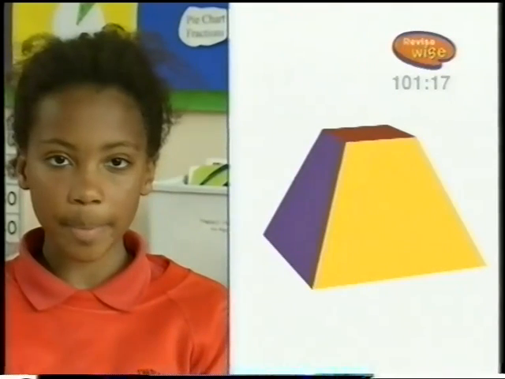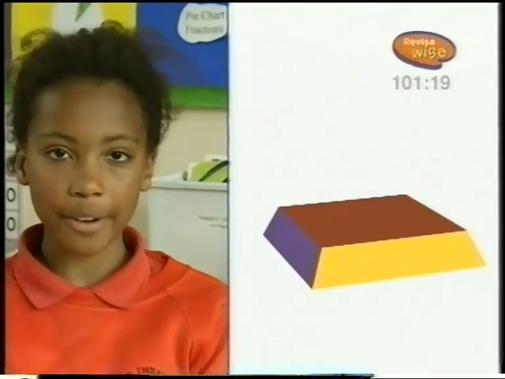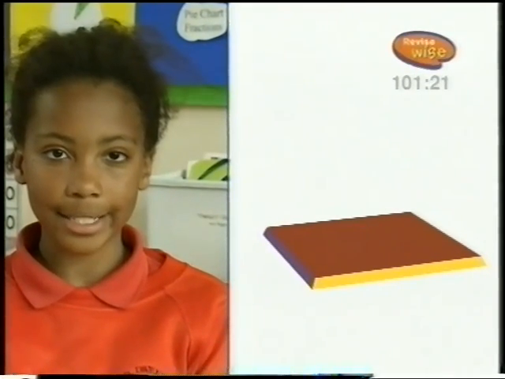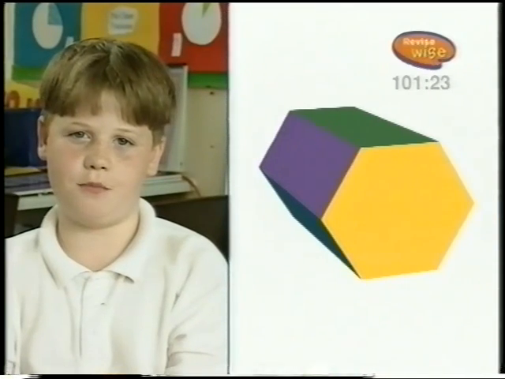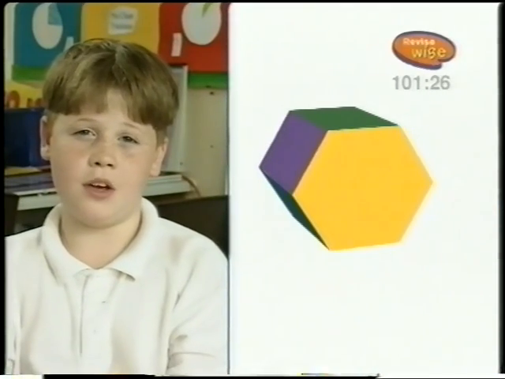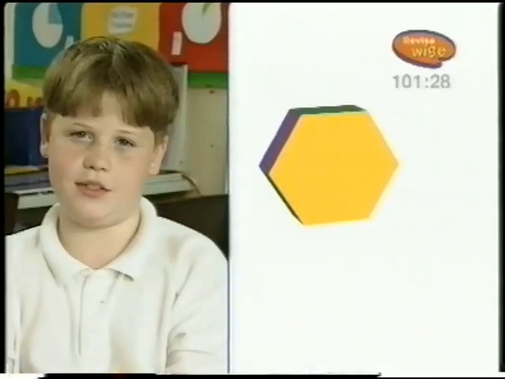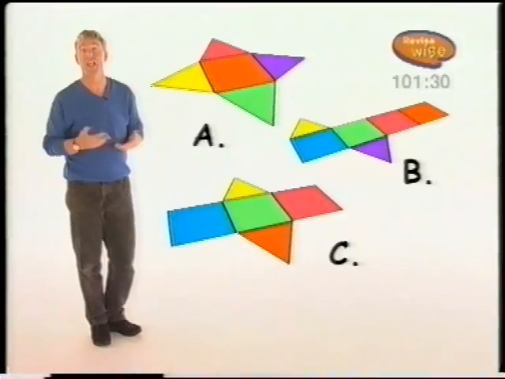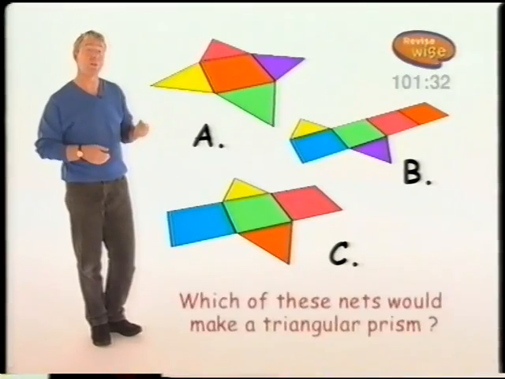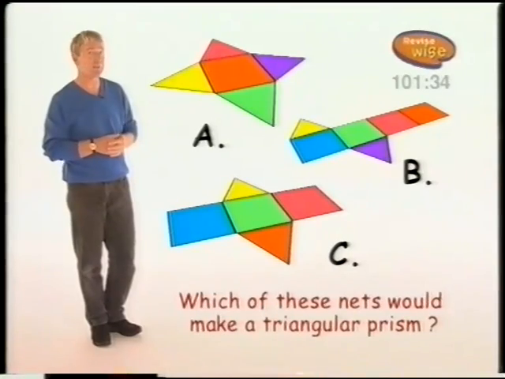If you slice across a pyramid, the new face gets bigger and bigger as you go down to its base. And if you slice through a prism anywhere along its length, the new face will be the same as the original face. So, back to our question. Which of these nets would make a triangular prism?